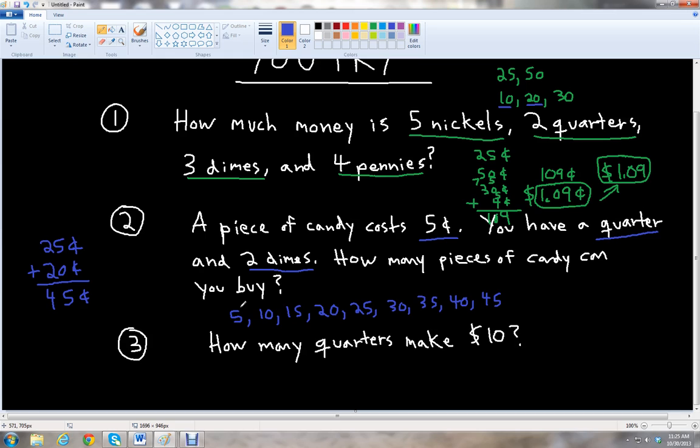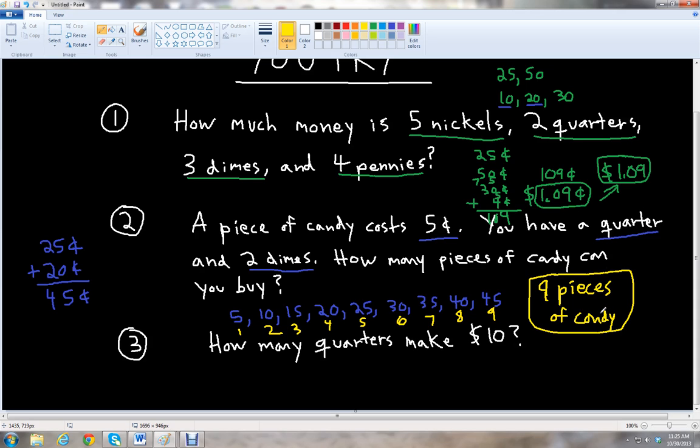And now we know a piece of candy costs 5 cents. So how many pieces can we buy? So let's count them. So we have 1, we have 2, 3, 4, 5, 6, 7, 8, 9. So you can buy 9 pieces of candy for 45 cents. 9 pieces of candy. So you have a lot of candy.